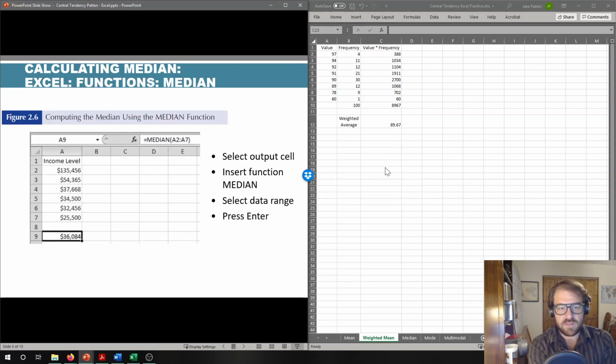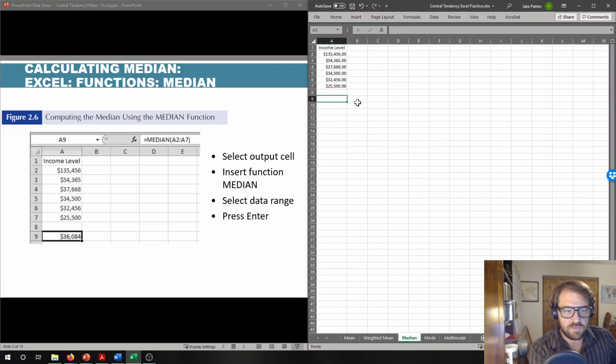Next, we want to look at the median. Okay, so the median, we've got these income levels here. Now remember, we talked about this. We took the average of the income levels, the $135,000 income is going to vastly skew what these actual real incomes are. And so let's just take a look at what that average would be.